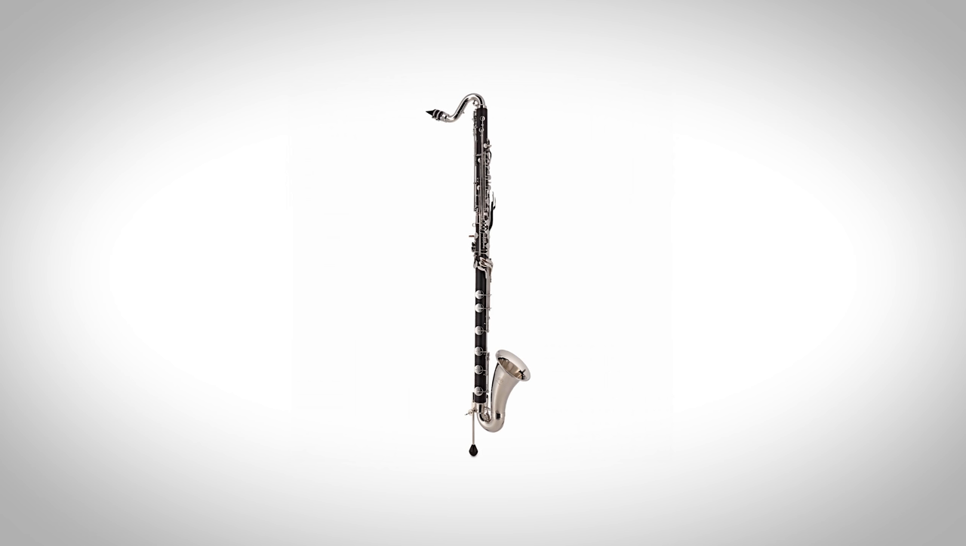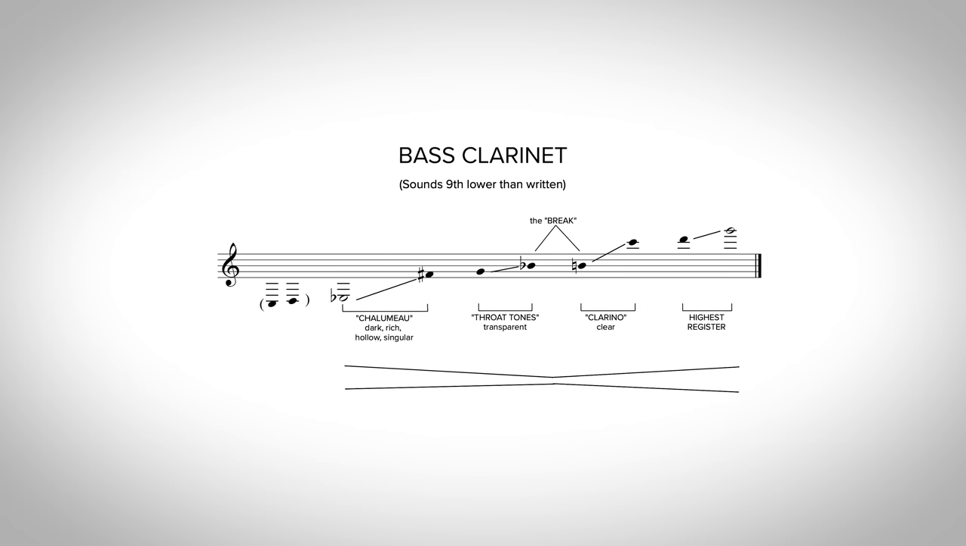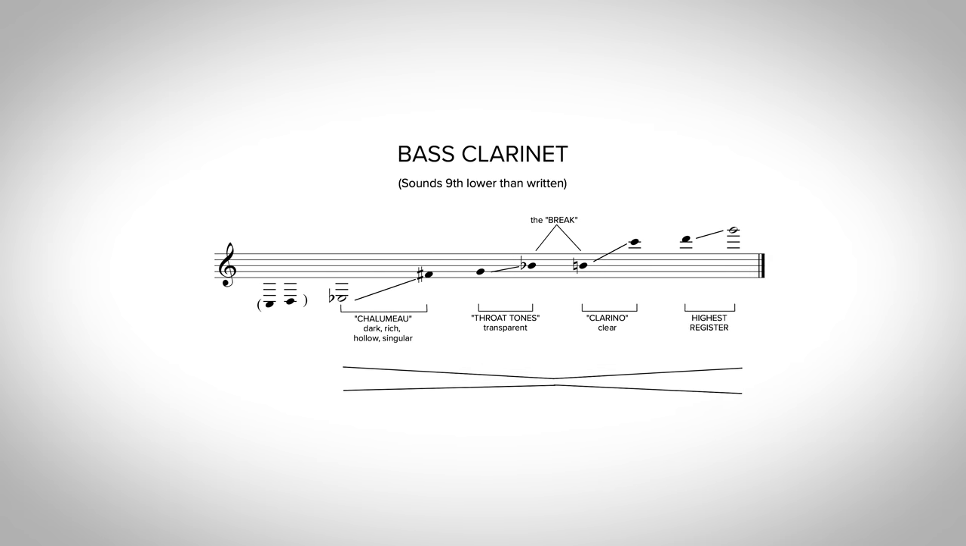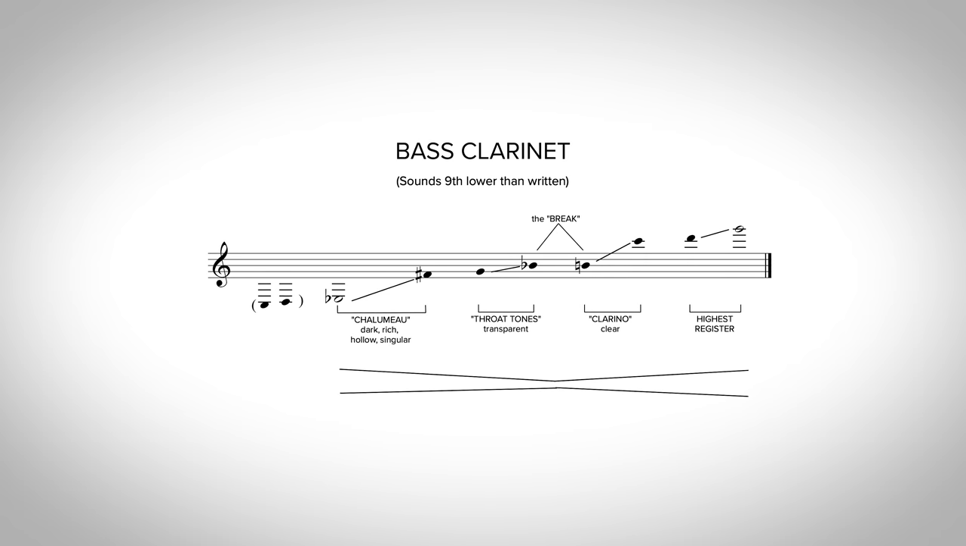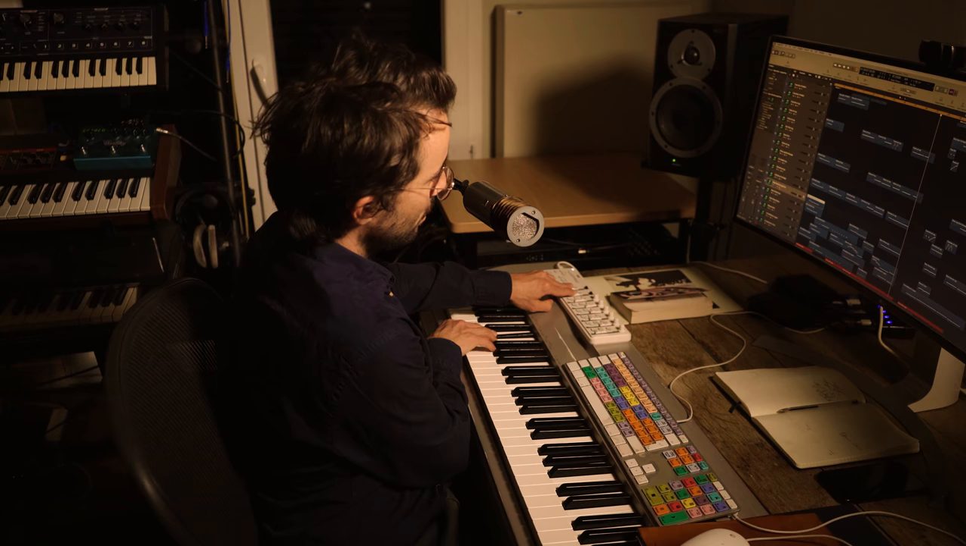Next up, the bass clarinet. So the bass clarinet sounds a ninth lower than written. It has similar characteristics to the clarinet with similar dynamic possibilities and ranges. Often it's used in the lowest registers and it's very, very effective in its quiet dynamics. So let me play you a little bit here.